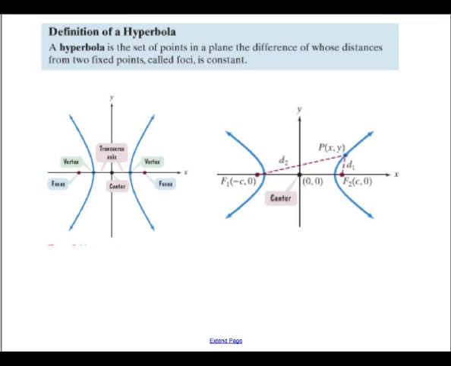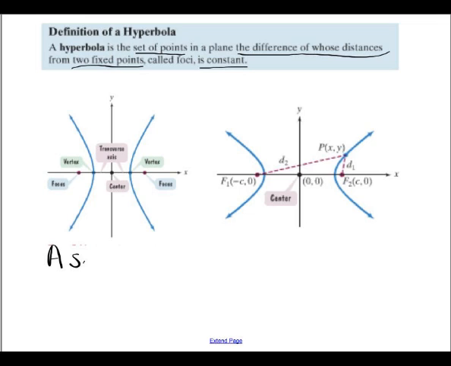And I'll read you the book's definition and then I'll re-explain it with another kind of explanation. A hyperbola is the set of points in the plane, the difference of whose distances from two fixed points is constant. Okay, so again, let me rewrite that with a little bit different wording.